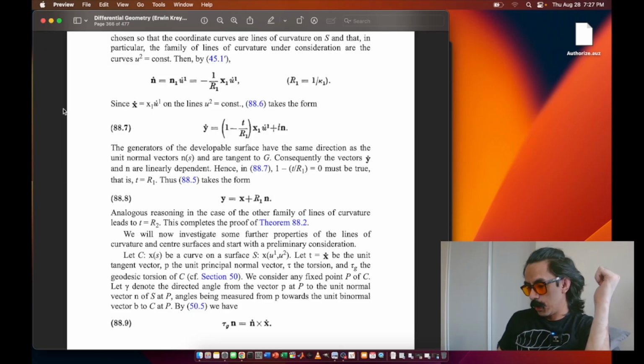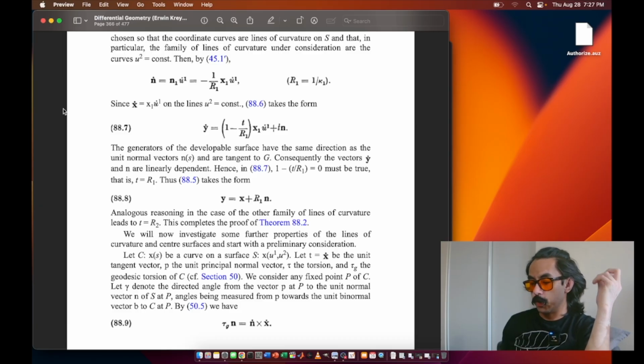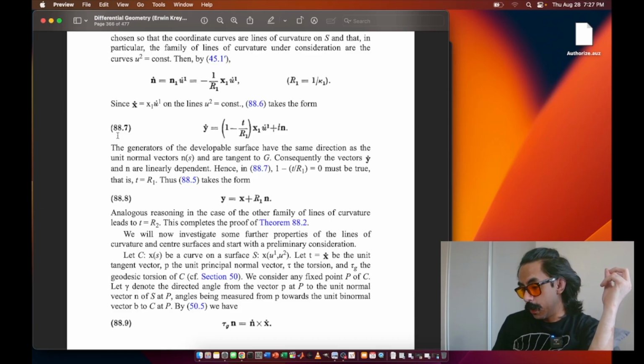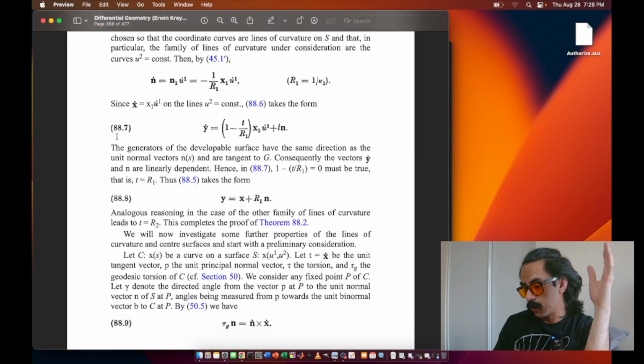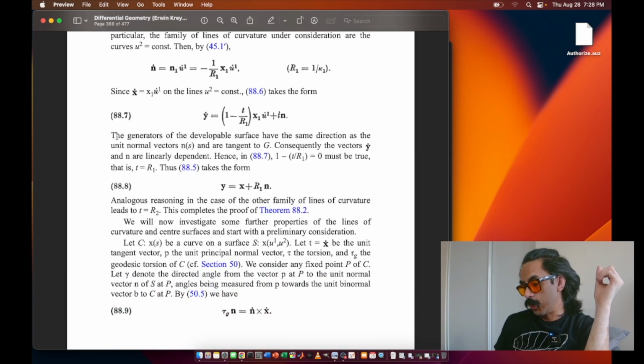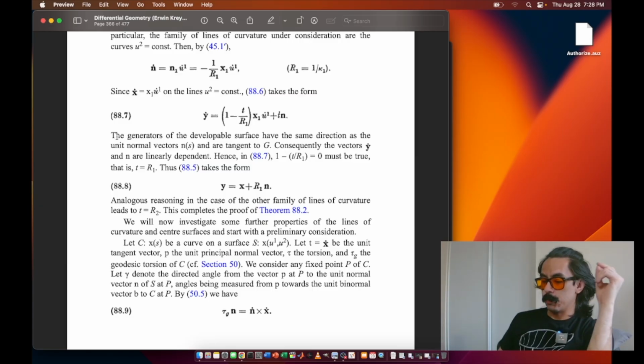Moving on, since vector x dot is equal to vector x sub 1 times u dot superscript 1 on the lines where u2 is equal to a constant, then this y dot vector we had obtained earlier takes the form vector y dot equal to quantity 1 minus t over capital R sub 1 closed quantity times vector x sub 1 times u dot superscript 1 plus t dot times vector n.